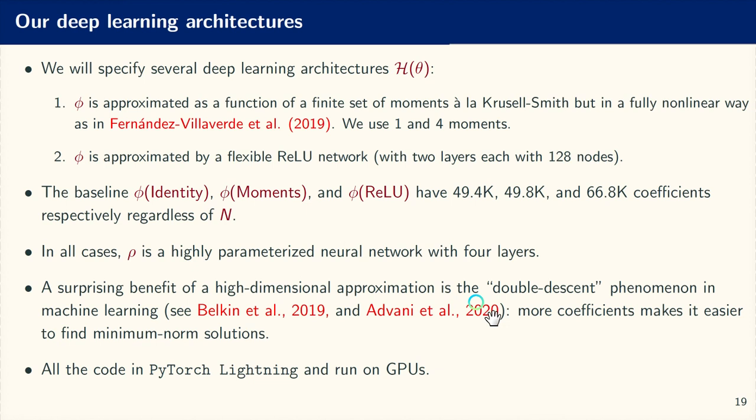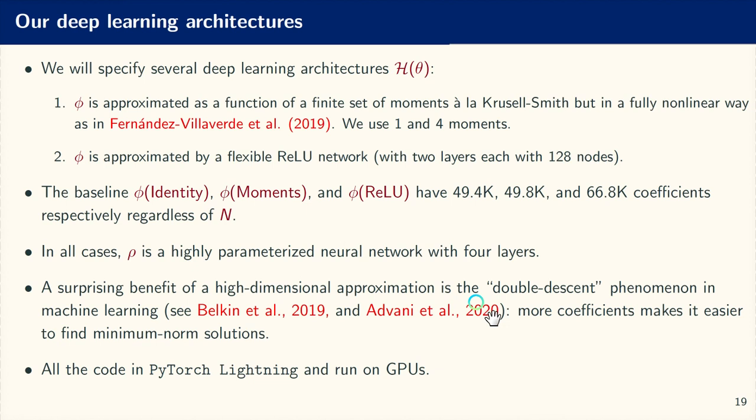Or we can say, look, maybe the moments of the distribution are not the best way to capture some important features of the distribution. So let me approximate the distribution using a flexible rectified linear unit network, which is one of the standard default neural architectures that people use these days all the time, with 2 layers each with 128 nodes. That means that we are going to have a very highly parameterized neural network with between 50,000 to 67,000 coefficients.